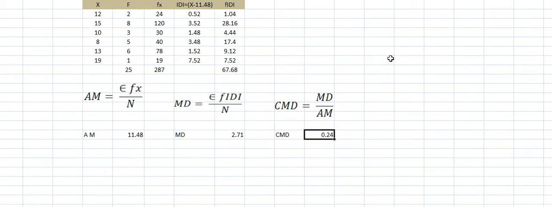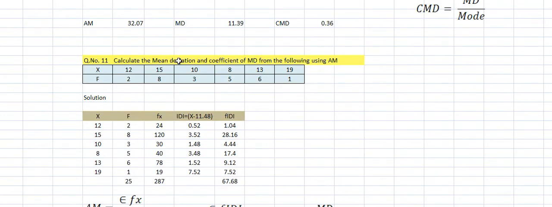So I will assign you some questions on the basis of arithmetic mean. You solve and answer me, right? So I will show you the question number, the same, this one now. Means the same kind of question.